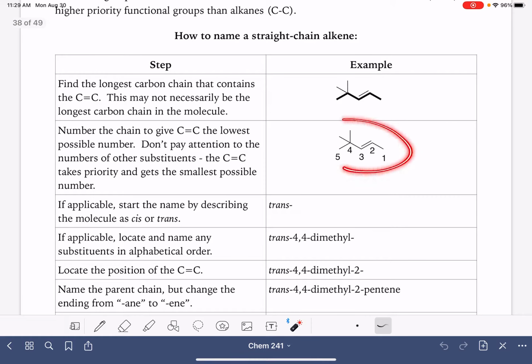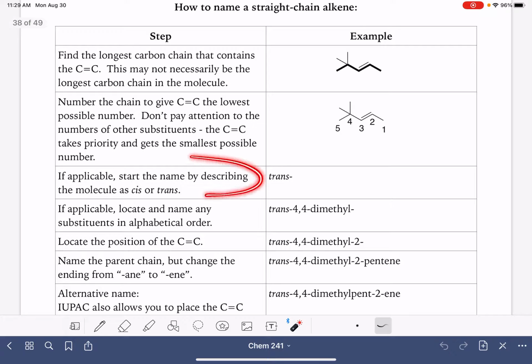And once we have our carbon chain numbered, then we're going to begin naming the molecule. Now, if the molecule has cis, trans, or E/Z stereochemistry, you're going to start the name off with that. This particular molecule has the trans stereochemistry, or we could also say it has the E stereochemistry.